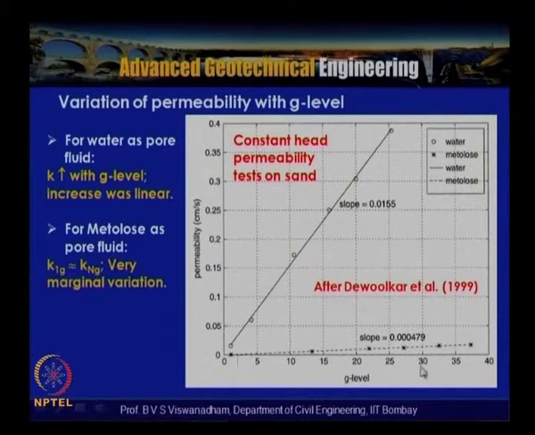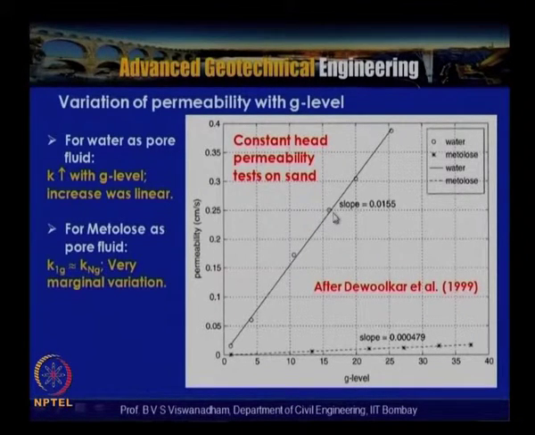And if you look at Metolose as a pore fluid, you can see that K at 1G is found to be equivalent to K at Ng, and very marginal variation can be noticed. Here the slope of this line is 0.0155. So if you take the inverse of that, you will get 32.